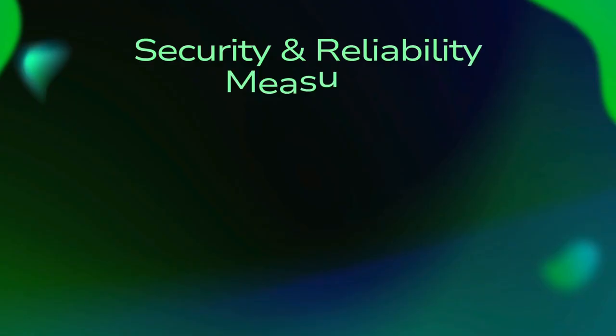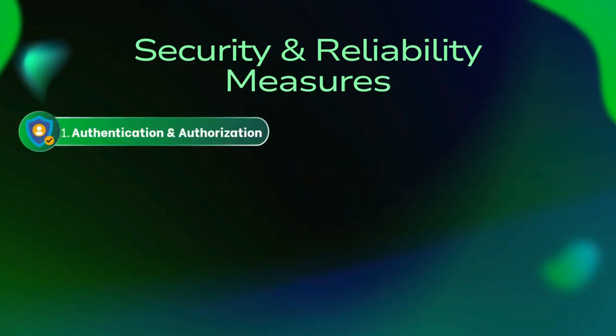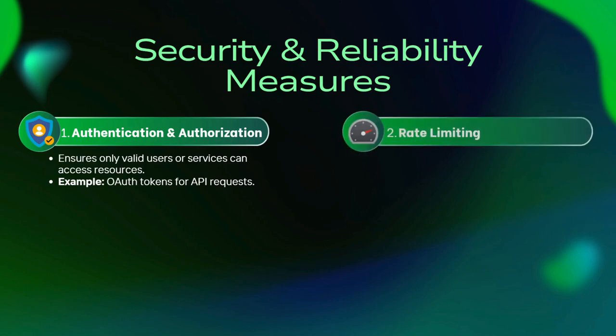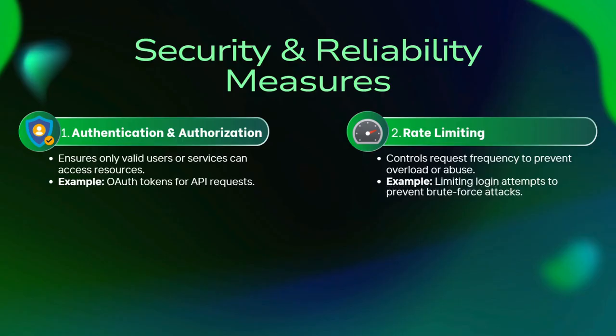Even resilient systems require protection. Authentication and authorization. It ensures that only valid users or services can access resources. Example, OAuth tokens for API requests. Rate limiting. It controls request frequency to prevent overload or abuse. Example, limiting login attempts to prevent brute force attacks.